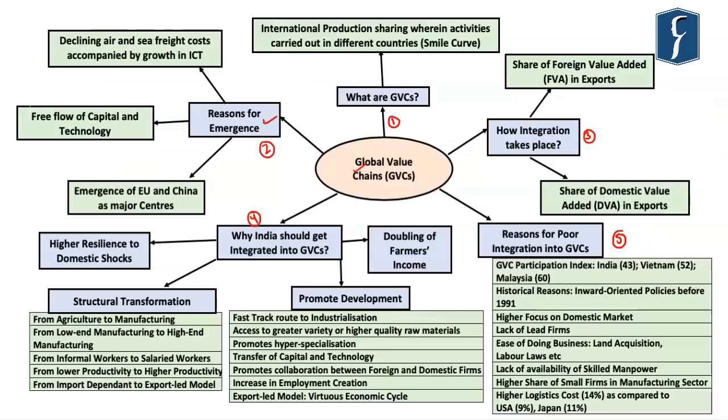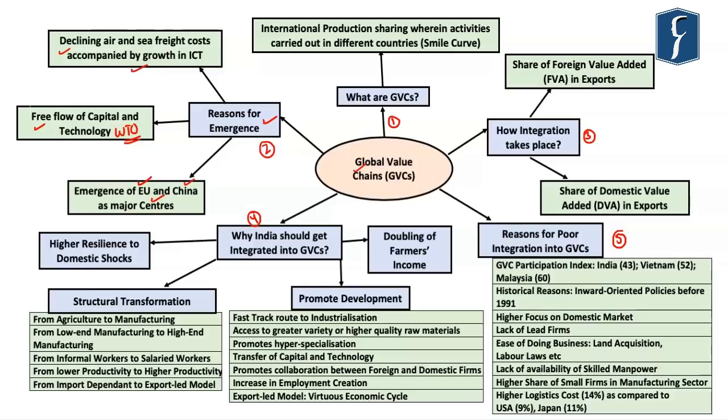Now, the global value chains have registered phenomenal growth post 1990s on account of various reasons such as the decline in air and sea freight cost accompanied by the expansion in ICT technologies that has made it possible to increase the trade of goods and services, the free flow of foreign capital as well as technology that has been made possible due to the establishment of international organizations such as the World Trade Organization, and the emergence of the European Union and China as the major links in the global value chains.